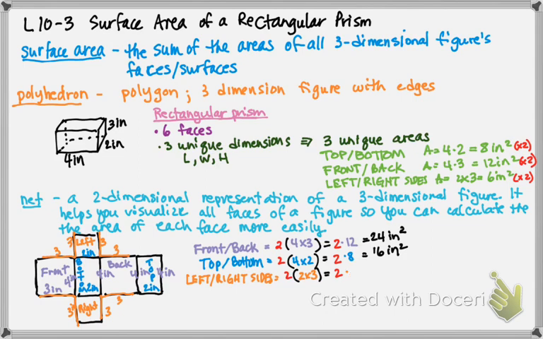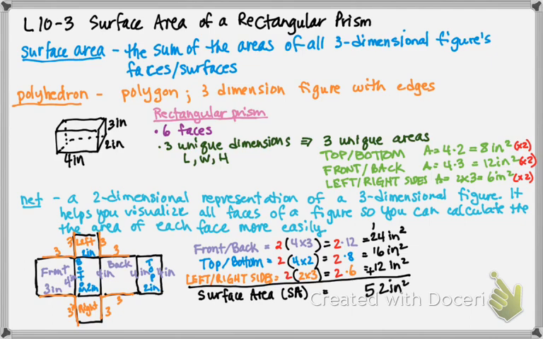2 by 3. Sorry, 2 times 3 is 6. Yeah, I know my math. Good math teacher. So I get 12 square inches for the left and right sides. Now, if I want to figure out surface area, I'm going to put in parentheses SA. I just add these up. So I get 10 and 2 is 12. I get 3, 4, 5. So I get 52 square inches. And that's going to be the surface area of my shape. Okay?